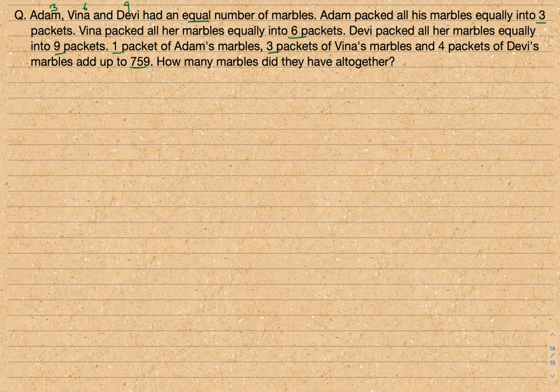And so let's assume each of them has the least common multiple of 3, 6 and 9. So what's the least common multiple of 3, 6 and 9?